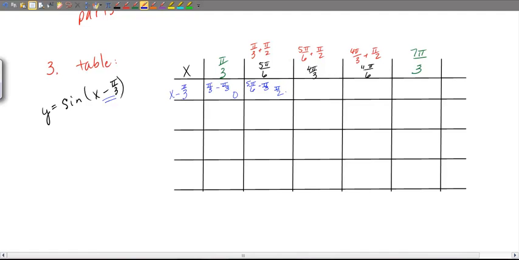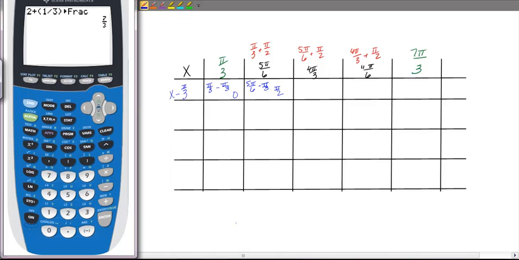Now if you can't do that in your head, let me just show you one quick time as a reminder how we do that in the calculator. We are going to ask the calculator to subtract 5/6 and 1/3. We remove the pi symbol, subtract the fractions, and then stick the pi symbol back on. I'm only going to do this once just to remind you. 5/6 minus 1/3, math frac, enter.